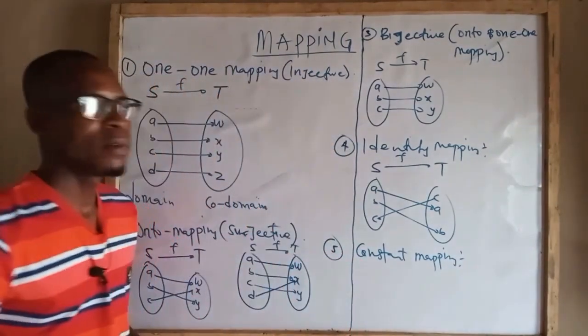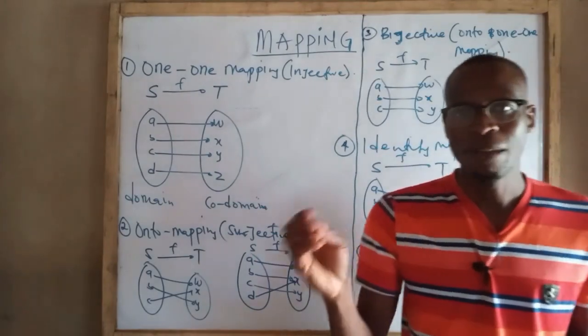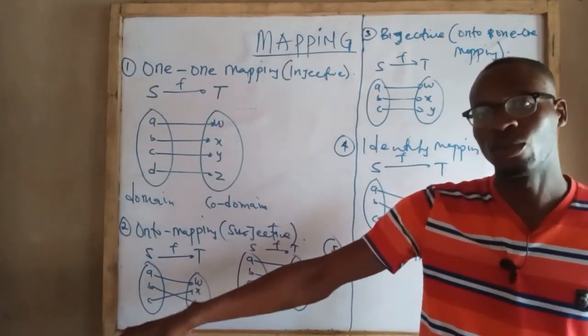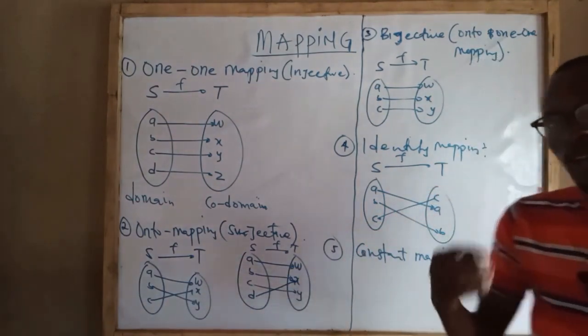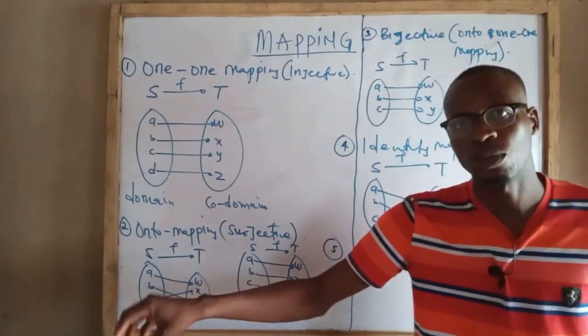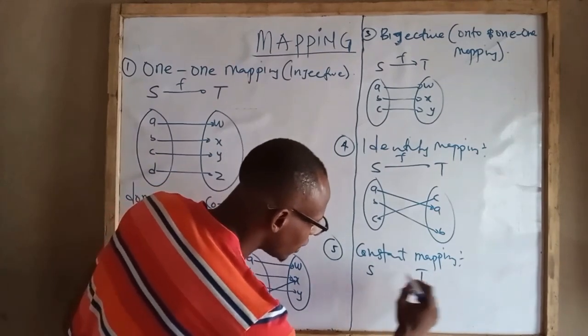Now, constant mapping. A mapping is said to be constant if all the elements in the domain are mapped to a single element in the codomain. A mapping is said to be constant when all the elements in the domain are mapped into a single element in the codomain. That is set S, T.